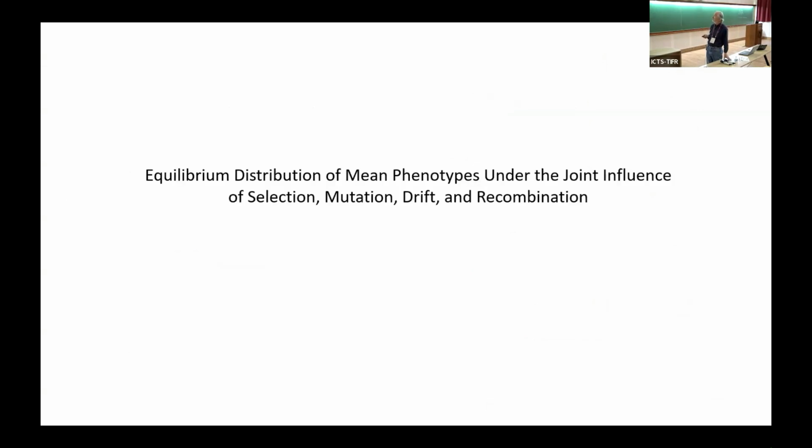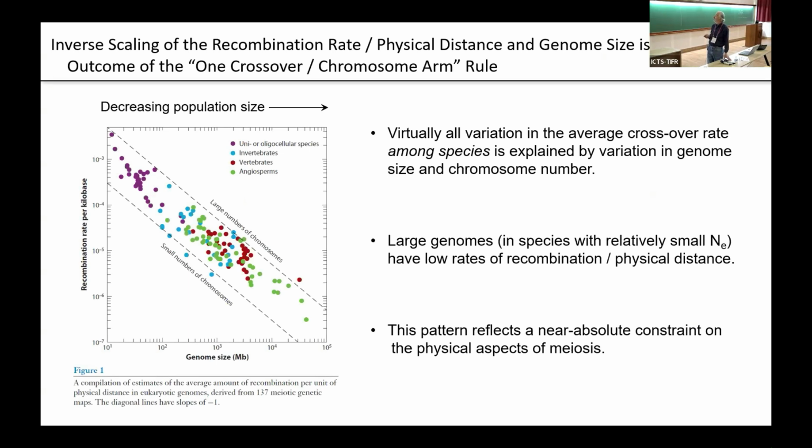Now, we want to add recombination. And I'll go through this fairly quickly because I think I'm supposed to end at the hour, right? Okay, so I'll just remind you that us big eukaryotes, we recombine by crossing over on chromosomes. I showed you this graph before. And this is for bugs and multicellular species across the tree of life.